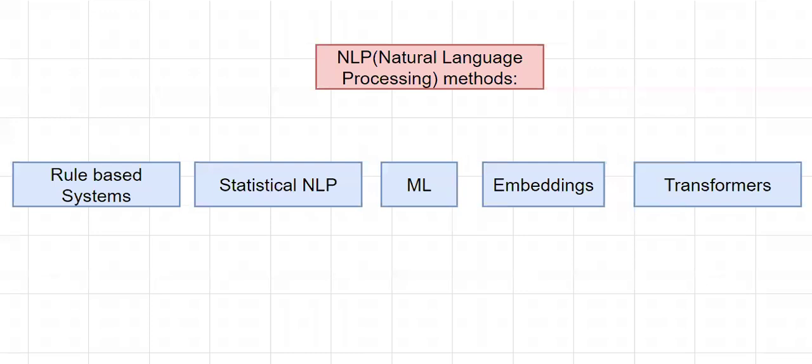From the starting of natural language processing, these are the main methods. Don't worry, I'll tell you what the limitations are as well, why we moved from rule based systems to statistical NLP, and like that, I'll tell you what limitations we are facing.